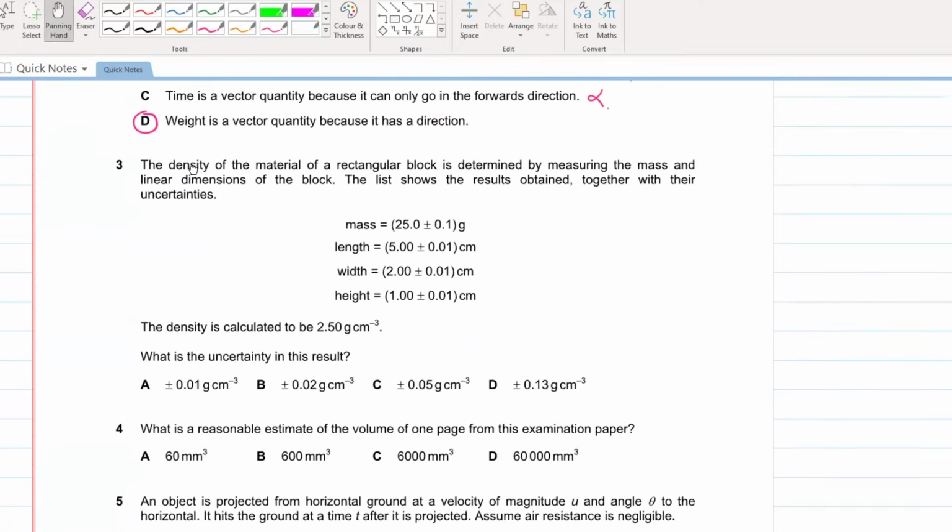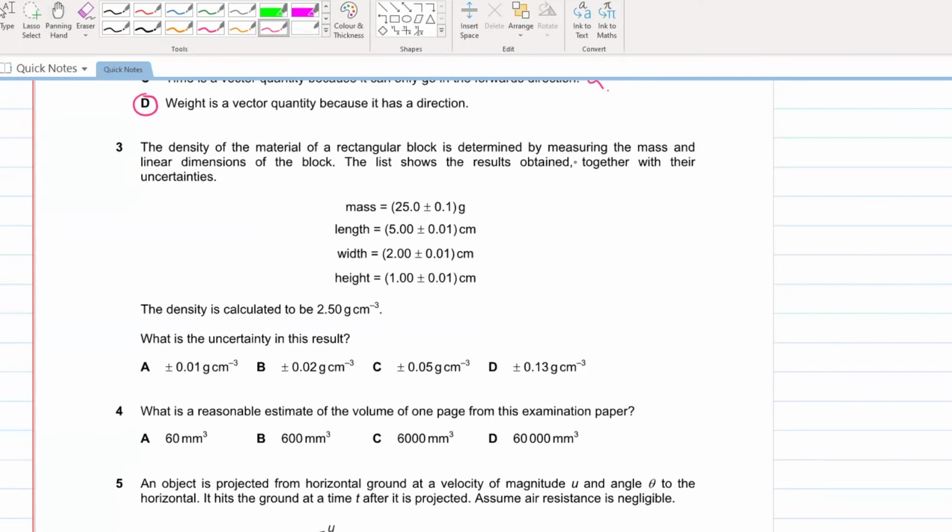The density of the material of a rectangular block is determined by measuring the mass and linear dimensions of the block. The list shows the result obtained together with their uncertainties. The density calculated is to be this. What is the uncertainty in this result of density?